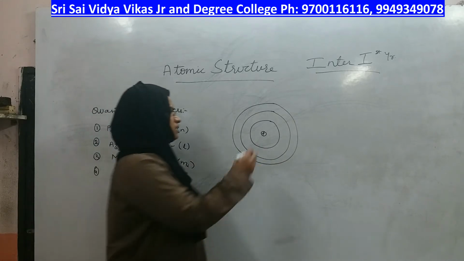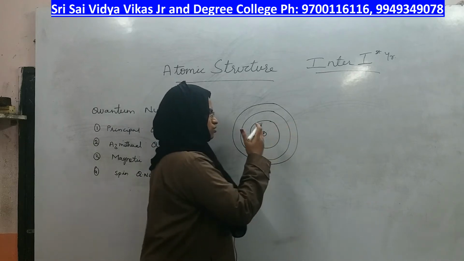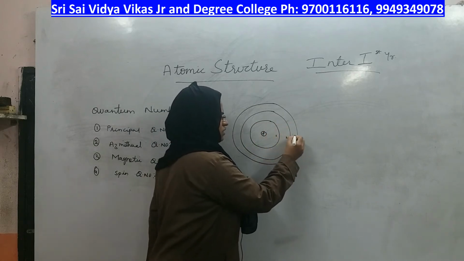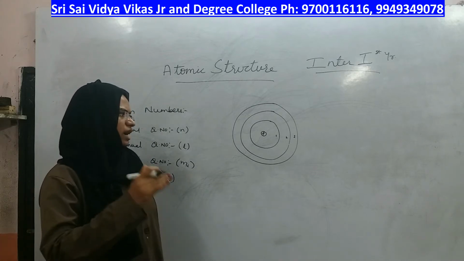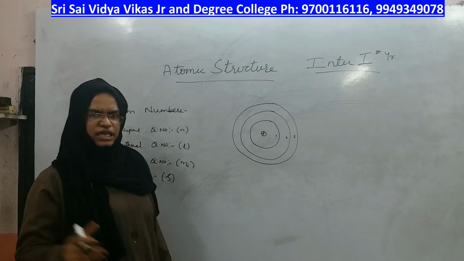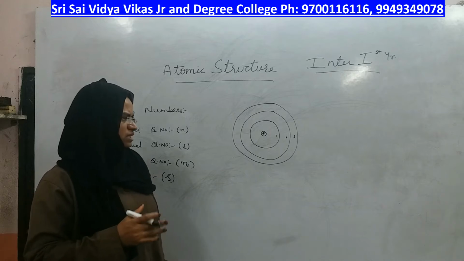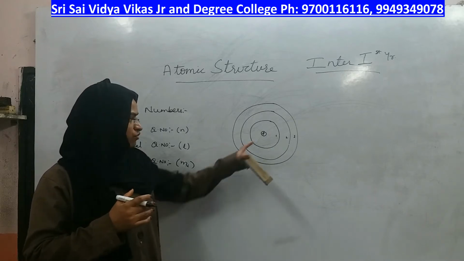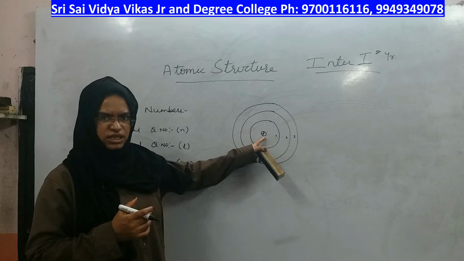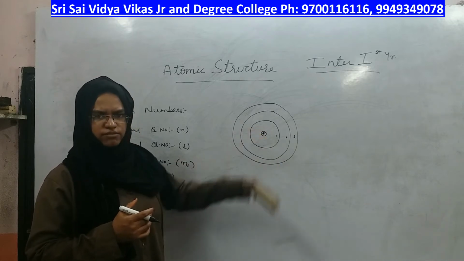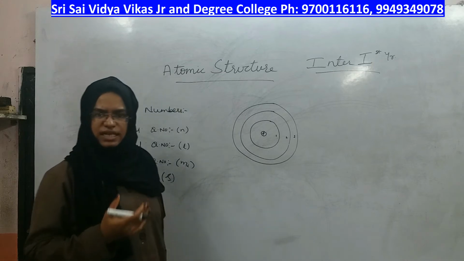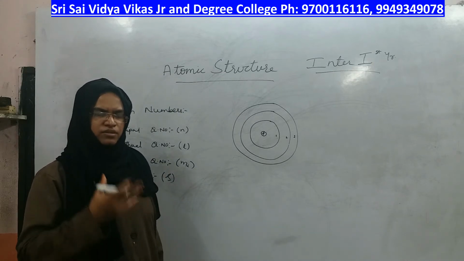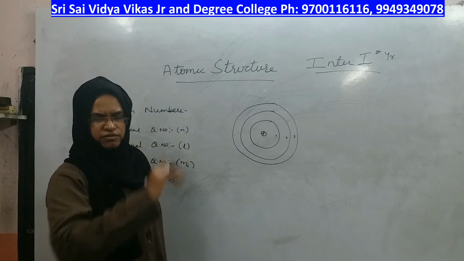These are main shells. One circle is first shell, second circle is second shell, third circle is third shell, right? So, as you go from first shell to second shell till nth shell, as the value of n increases, electrons are moving away from the nucleus. They are going far away from the nucleus.